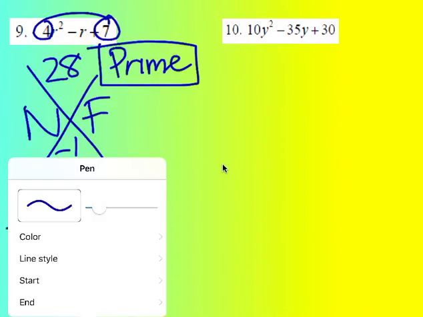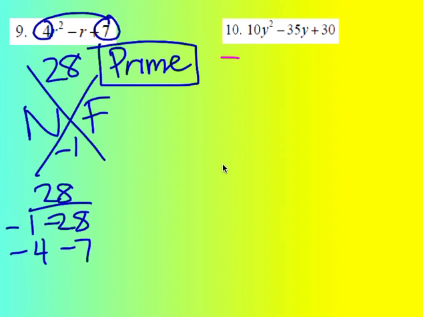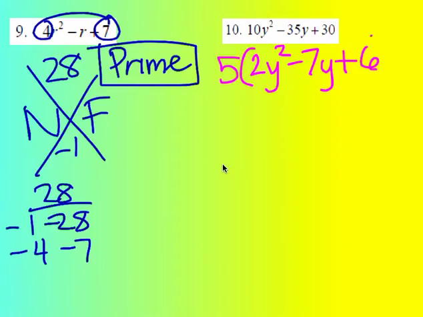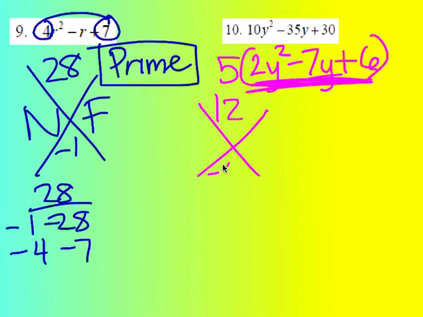Now, taking a look at number 10, we can actually take out a greatest common factor of 5. So I'm going to go ahead and do that. Then I'm left with 2y squared minus 7y plus 6. Okay, so now I'm going to do my x just based off of that guy right there. So we're multiplying to 12 and adding to negative 7.